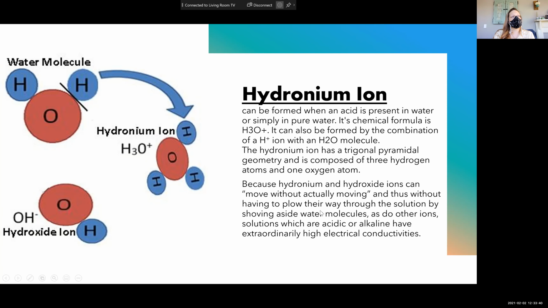Because hydronium and hydroxide ions can move without actually moving, we'll talk about that in a second, and thus without having to plow their way through solutions by shoving aside water molecules as do other ions, solutions which are acidic or alkaline have extraordinarily high electrical conductivities.